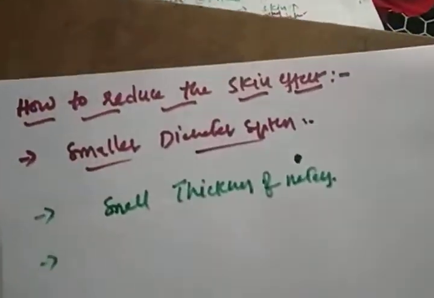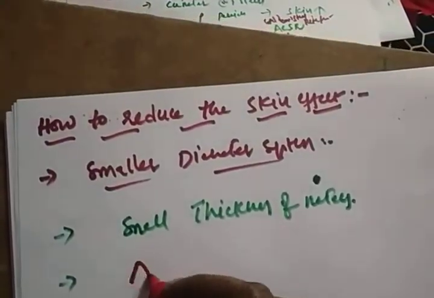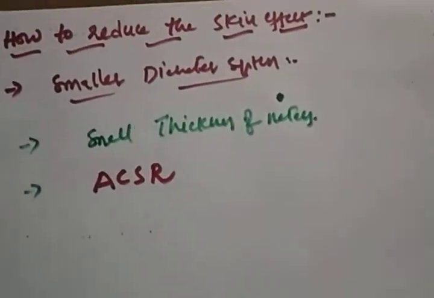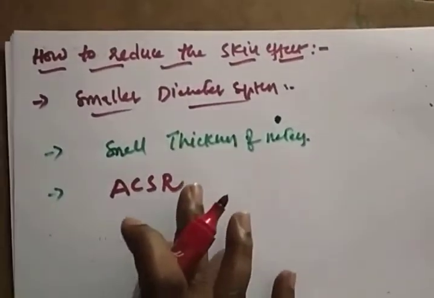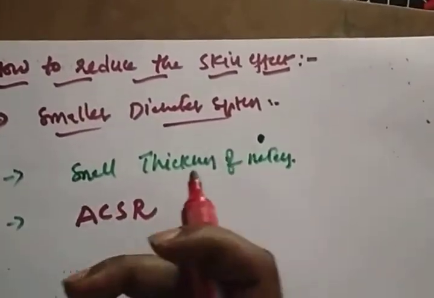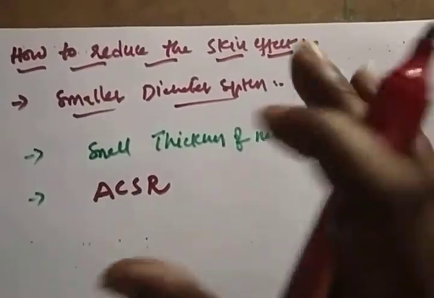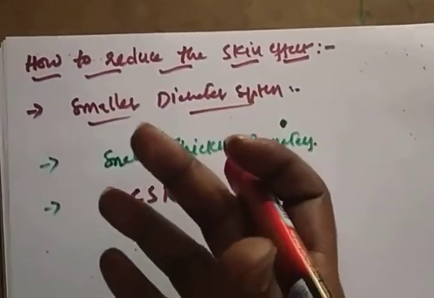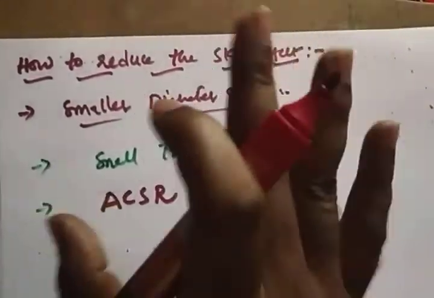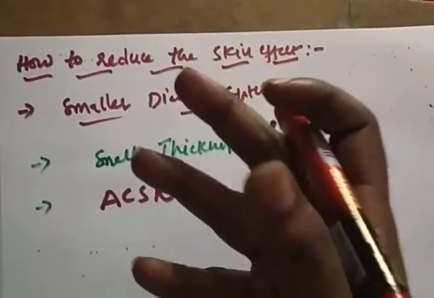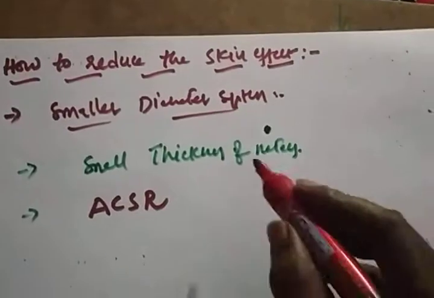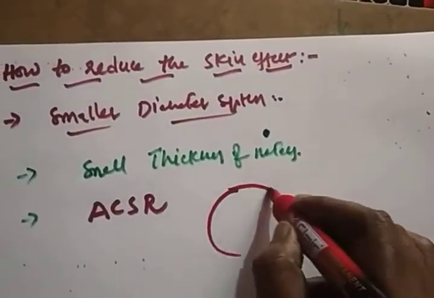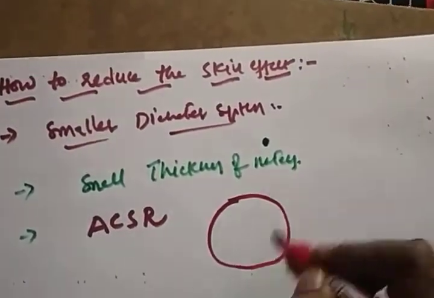We use ACSR conductors, aluminum coated steel reinforced materials. ACSR materials are what we always prefer for transferring the power from the sending end to the receiving end. So definitely if you use these types of ACSR conductors, the chances of skin effect will be reduced. How will the ACSR conductor be? You have different layers, right?